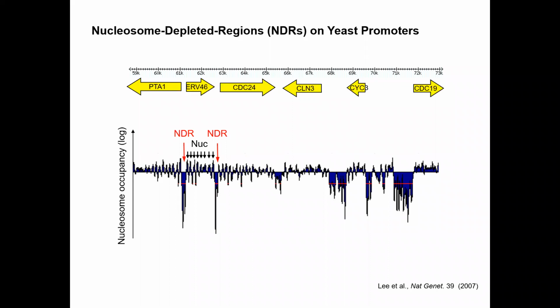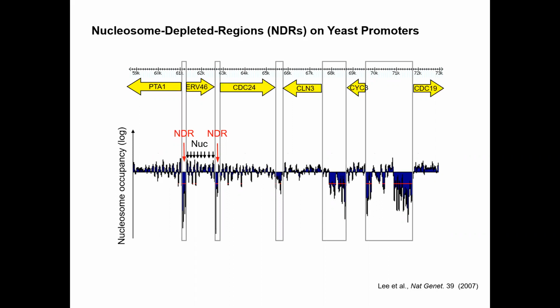If you compare this map to the gene annotation here, you can see this amazing correspondence between the NDRs and the intergenic regions. That means in cells, transcription factors do not have to deal with nucleosomes, because the place where they're supposed to bind is already open. So that raises an interesting question. How does the cell know where to generate NDRs? How do they know where to put nucleosomes and where not to put nucleosomes?